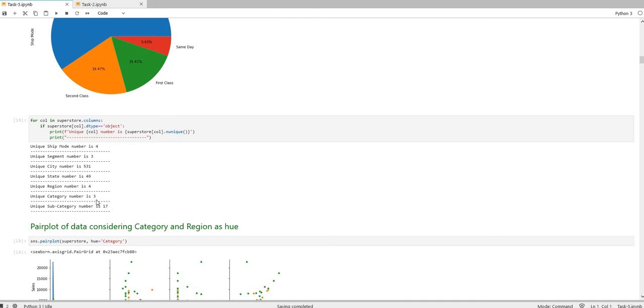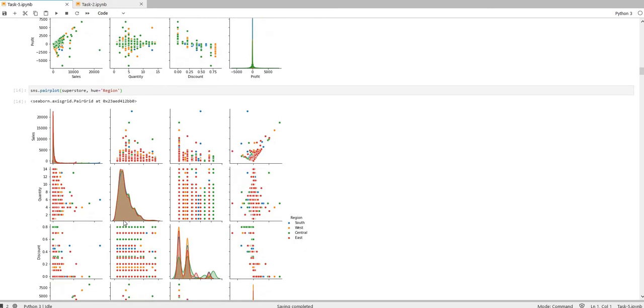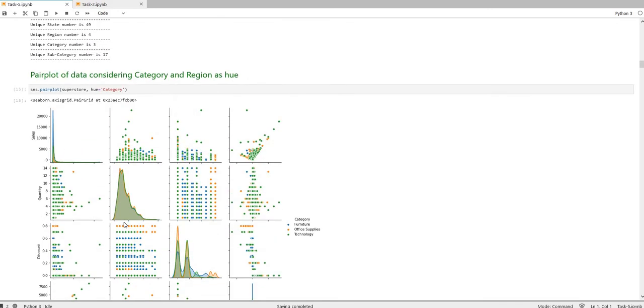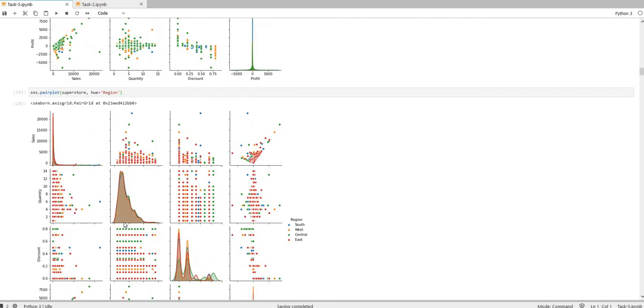Here are the unique numbers, where we can see there are 4 ship modes, 3 segments, 531 cities, 49 states, 4 regions, 3 main categories, and 17 subcategories. This is a pair plot according to category, and this is a pair plot according to region.